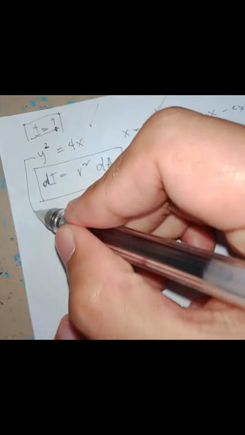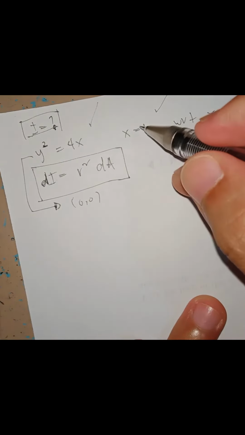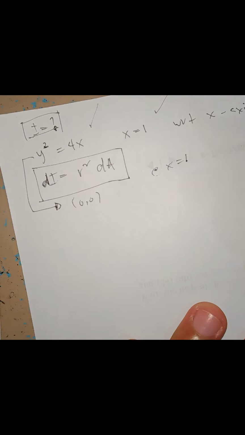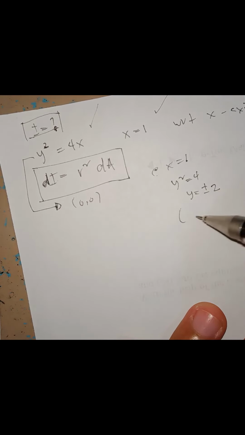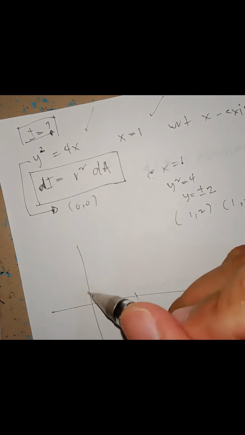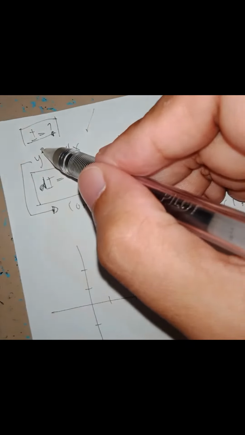This is a parabola with vertex at 0, 0. Then at x equals 1, the point of intersection, y squared equals 4, then y equals plus or minus 2. So the points of intersection are (1, 2) and (1, negative 2). It opens to the right.